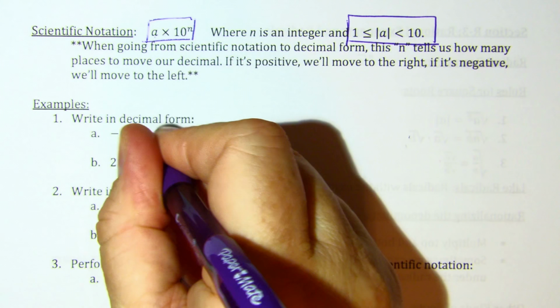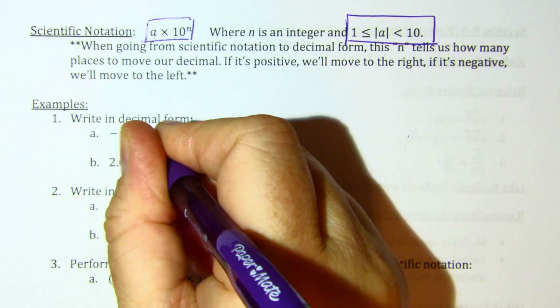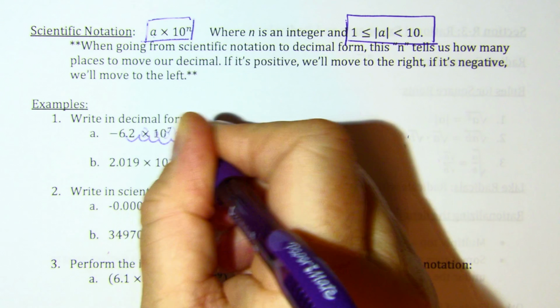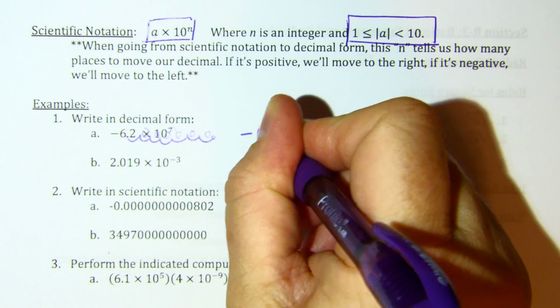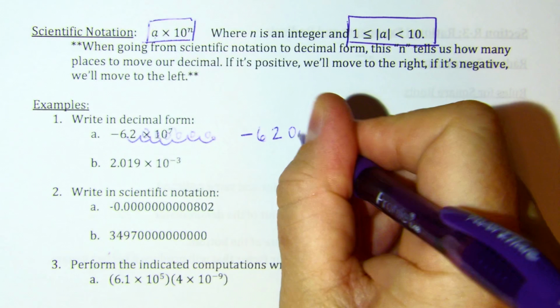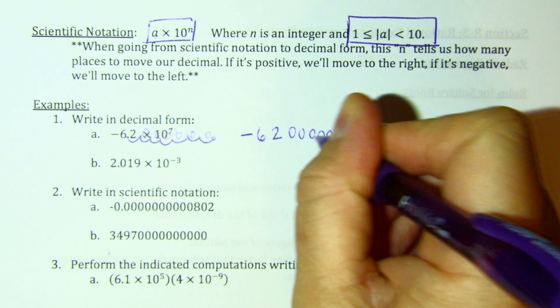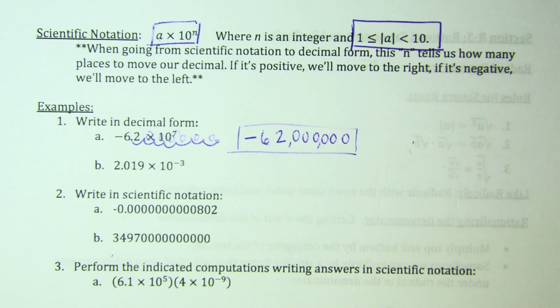So 1, 2, 3, 4, 5, 6, 7. And all those empty spaces get filled in with zeros, so my answer is -6, 2, and then I have 1, 2, 3, 4, 5, 6 zeros. So that's this number written in decimal form.